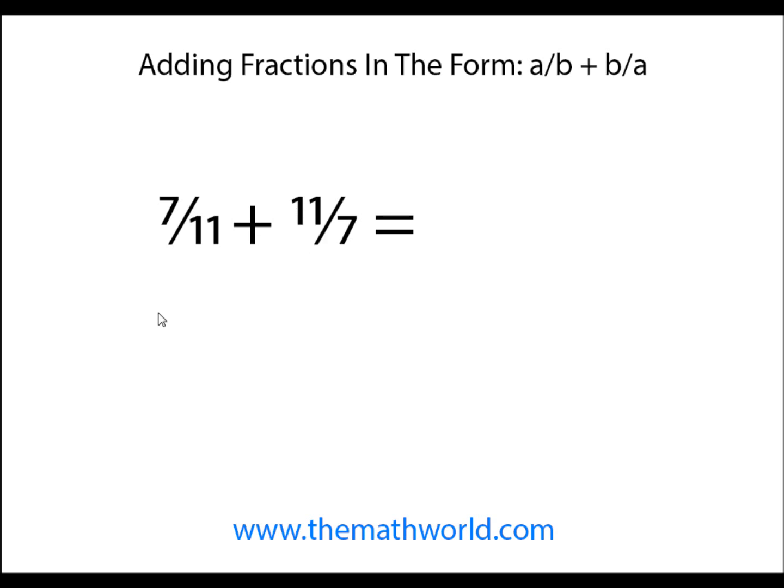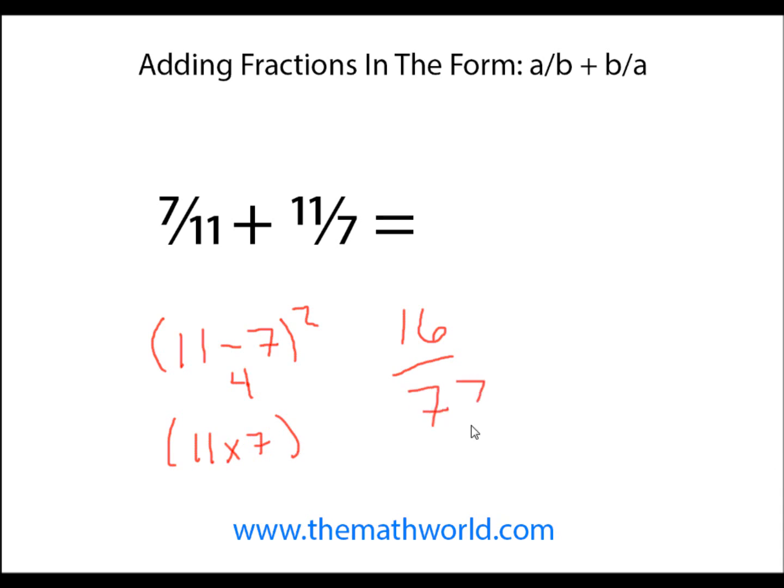The first thing you want to do is take the largest number and subtract the lower number, in this case 11 minus 7, and we're going to square that. 11 minus 7 is 4. So 4 squared is 16. 16 is going to be our numerator. And we're going to divide that by 11 times 7. 11 times 7 is 77, so that's going to be our denominator.